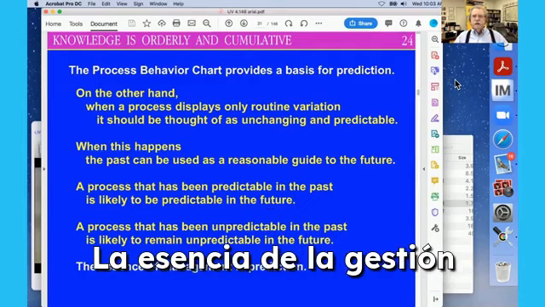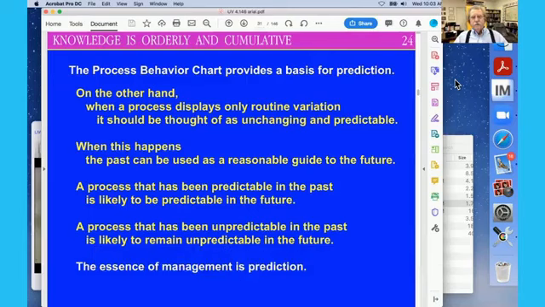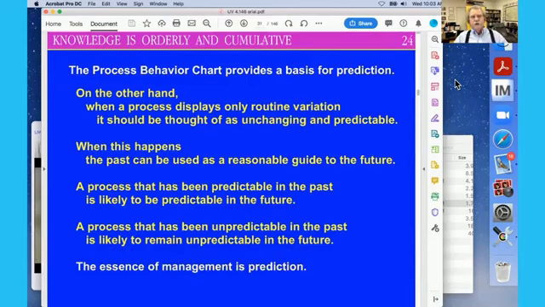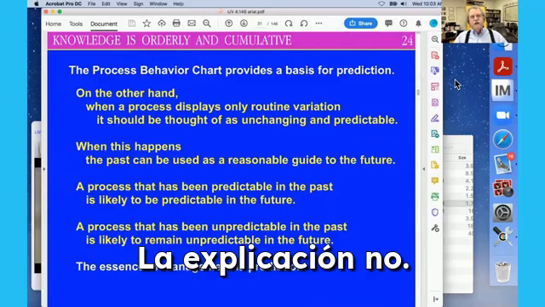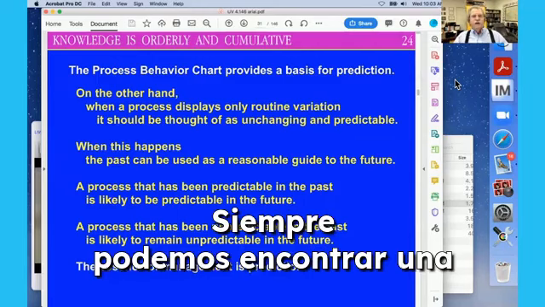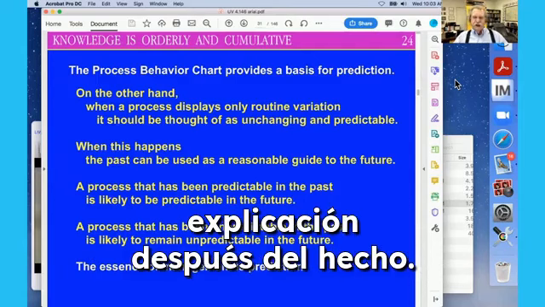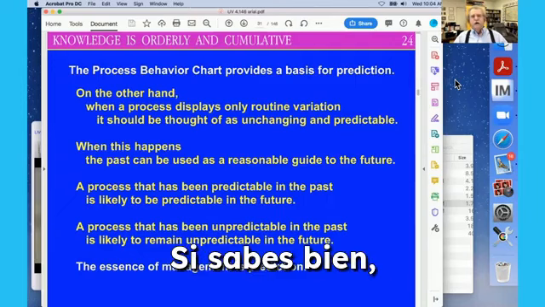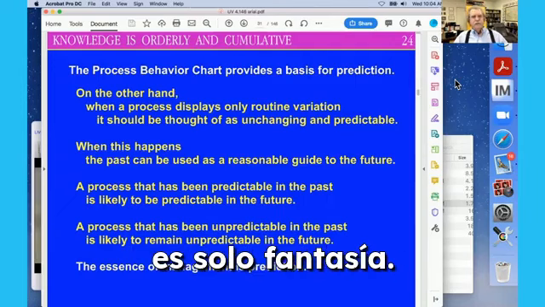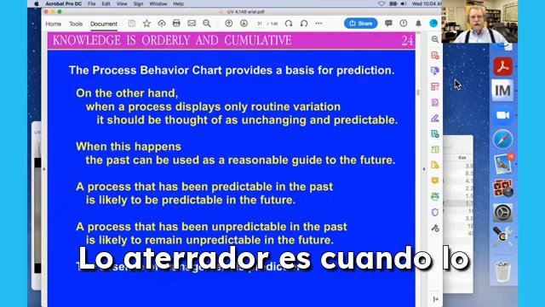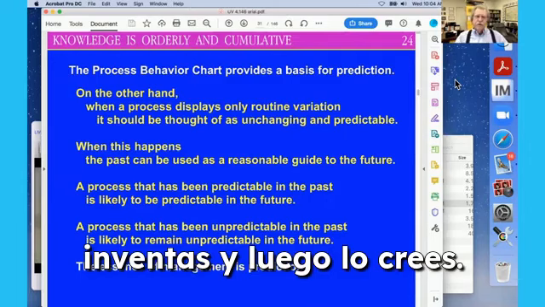The essence of management is prediction, and prediction requires knowledge. Explanation does not. We can always find an explanation after the fact. But you know good and well, half the time, it's just make-believe. The scary thing is when you make it up and then you believe it.